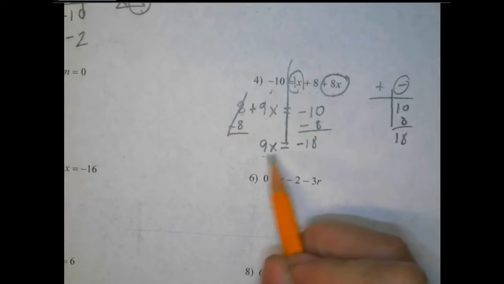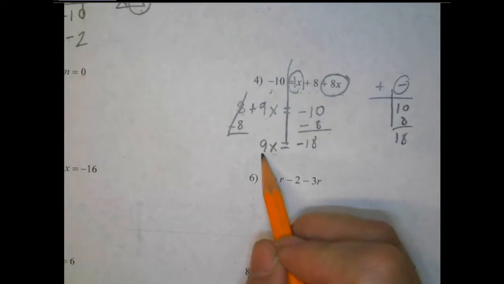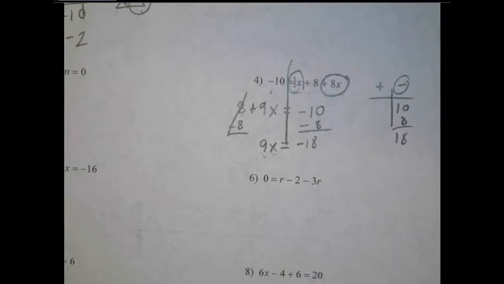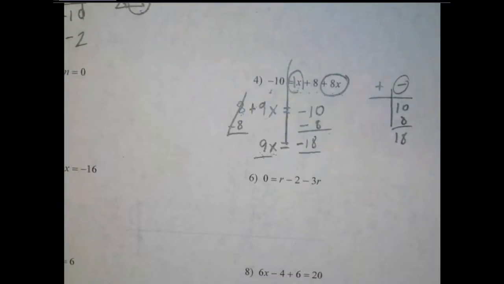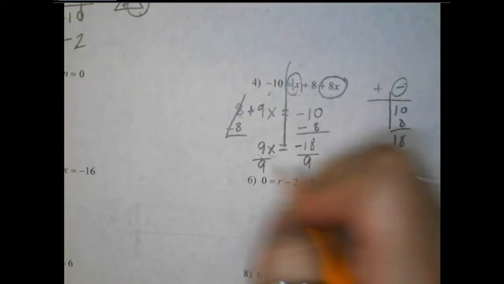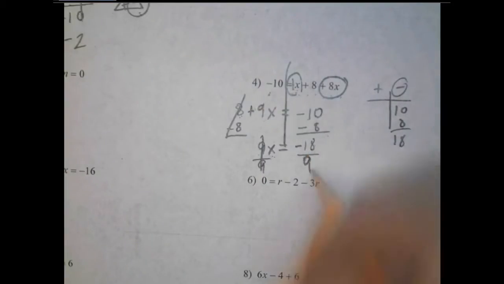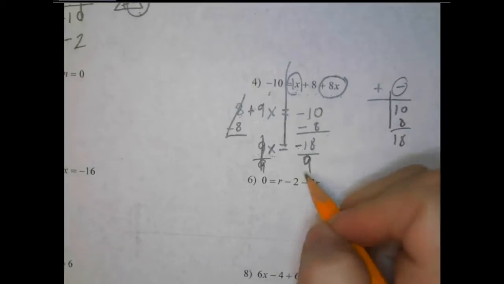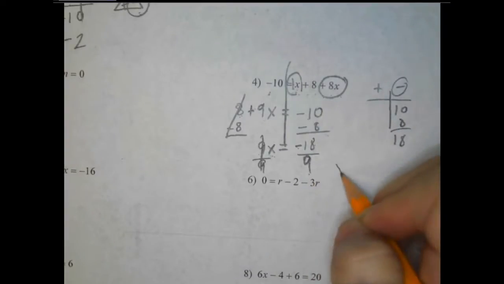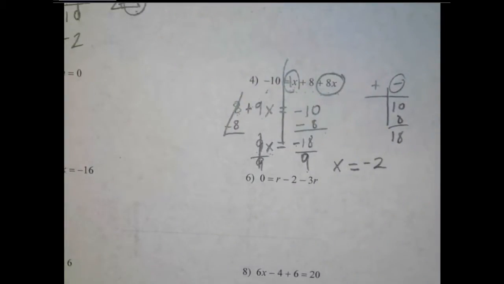So to undo this multiplication, what do I need to do? I'm undoing 9 times x. How do I undo it? By dividing. I'm going to divide both sides by what number? 9. This is going to be just x all by itself. And what is negative 18 divided by 9? I have a negative and a positive, remember. So x is going to be equal to negative 2. Is that good, Camilo?